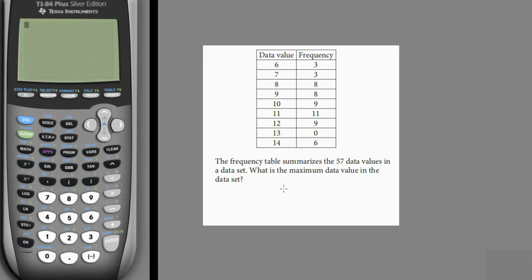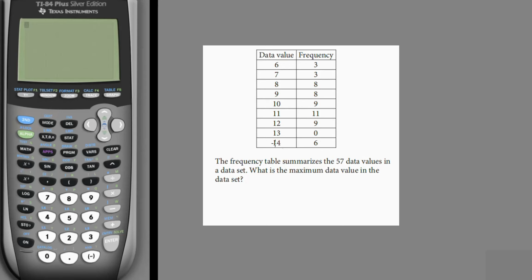Okay, so guys, looking at this question, this is very cheap. You don't even need the calculator at all to solve this question. So just looking at this question, I already identified that the answer is 14. Okay, so this is the column for data value, this is the column for frequency. So the data value 14 has a frequency of 6.